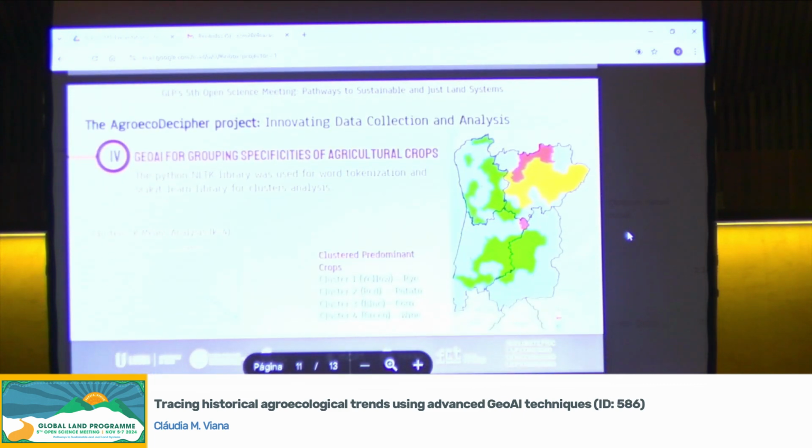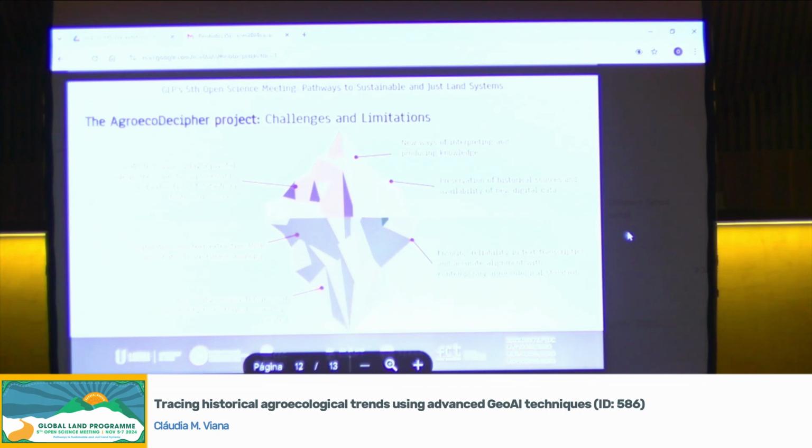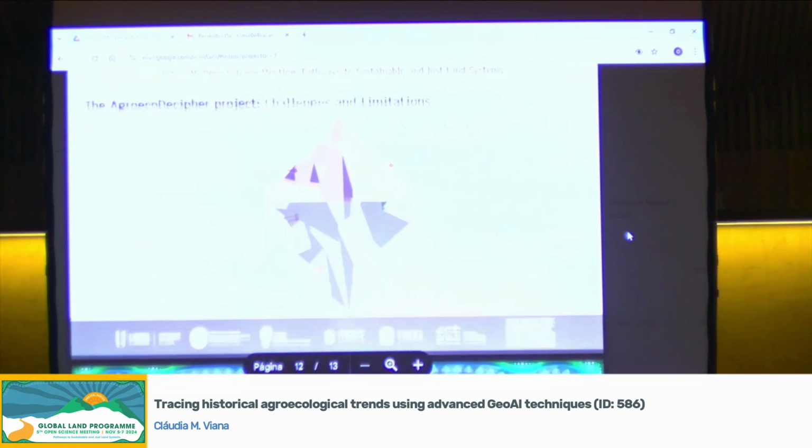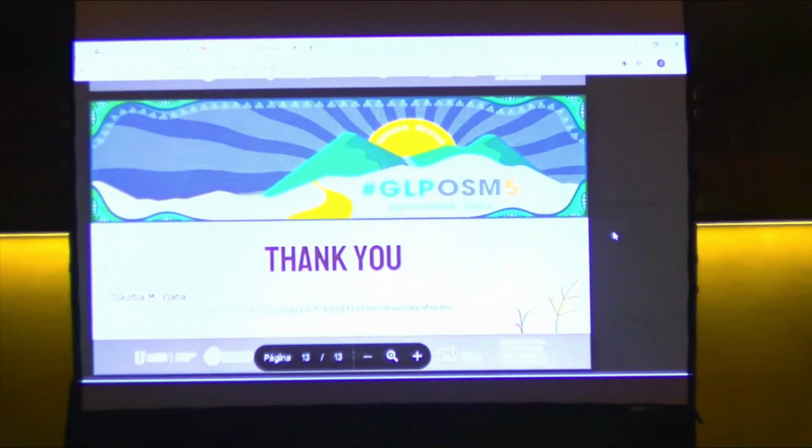And we are also testing other Python libraries to do this word tokenization and understand what clusters can exist regarding the predominant crops in North Portugal. And for now, we were able not just to understand by the text, but also to spatialize this data and have an overall idea about what was happening in the 50s decade in the north region of Portugal. So as a final, it finished. But you can see the final slide where we highlight the challenges and limitations of trying to do this type of work with historical data, and unfortunately I have to finish. Thank you.